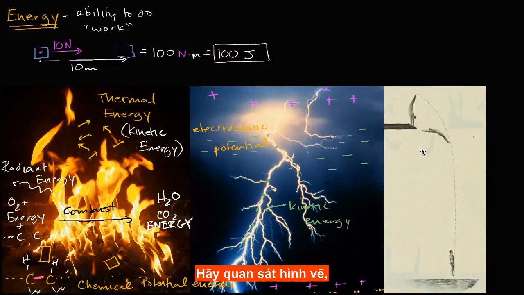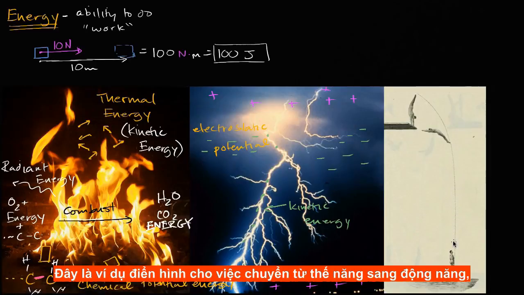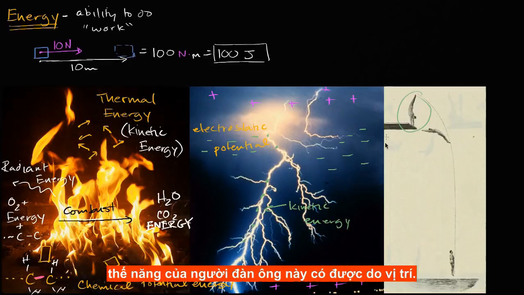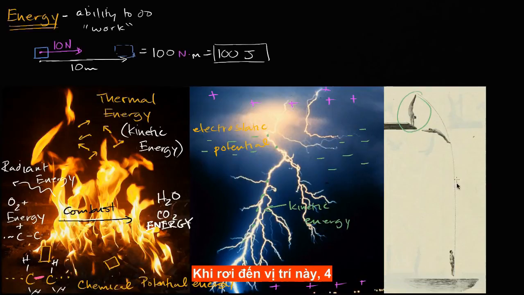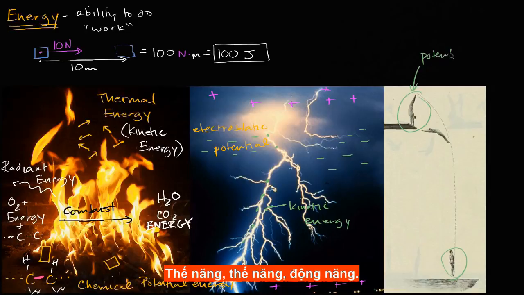And over here in this third old drawing of this person doing a handstand dive, this is probably the most typical example of potential energy being converted into kinetic energy that you might find in a physics textbook. Over here at the top of the diving board, this gentleman has potential energy by virtue of his position. And over here it's very clear he has the potential to fall and has the potential to turn it into kinetic energy. And so once he falls over, at this point, most of his potential energy has been converted into kinetic energy. So here it's potential, and here it is kinetic energy.